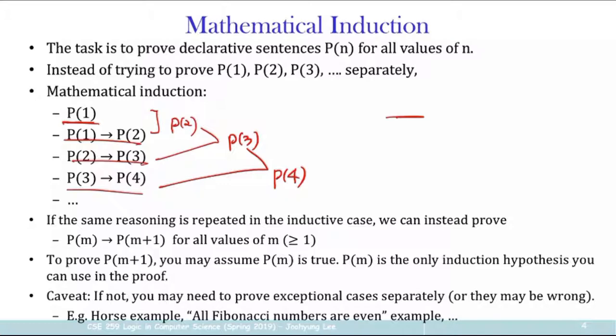Notably, in the horse example, not all the steps have the same reasoning. P of 1 implies P of 2 couldn't have the same reasoning as the other cases, because when we have P of 1 implies P of 2, the condition that there are common horses between the two sets is violated.